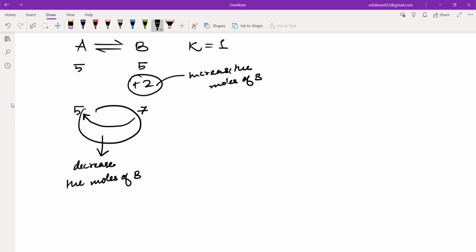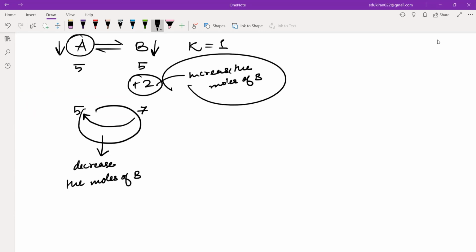If I try to increase the number of moles of A, what will the system do? The system will try to decrease the number of moles of A. And if I try to decrease the number of moles of A, the system will try to increase the number of moles of A. And obviously, the system has only got two choices. Whatever change I make, I can increase the number of moles of B, I can increase the number of moles of A, I can decrease the number of moles of B, I can also decrease the number of moles of A. But the system has only two things. It can either go forward or it can go backward. It doesn't have any other choice.